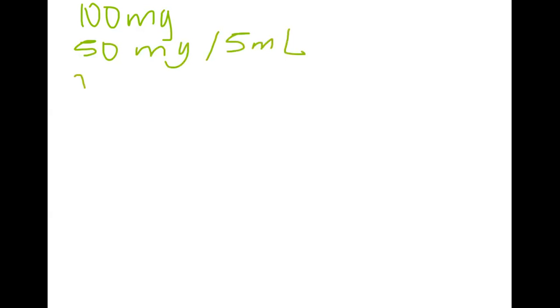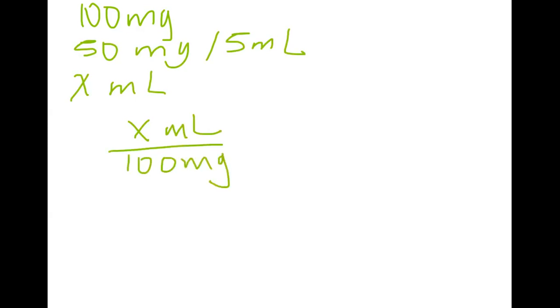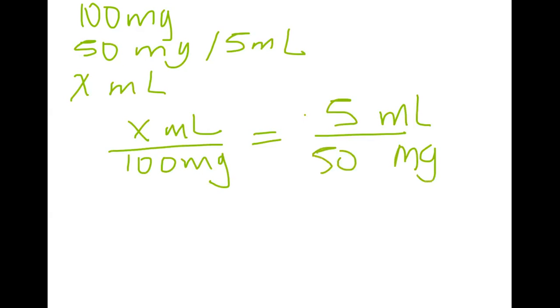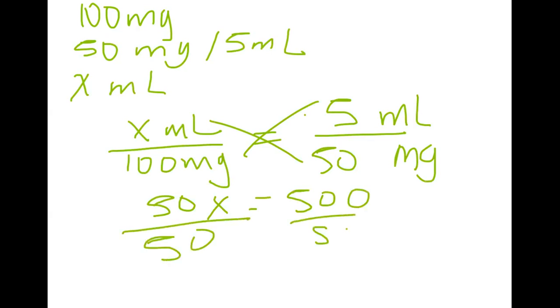So our X value is mLs, okay? So X mLs over 100 milligrams, which is what the doctor ordered, is equal to, so mLs goes on top and milligrams will go on the denominator. So 5 mLs over 50 milligrams. So again, cross multiply, 50x is equal to 500 divided by 50. X is equal to 10 milliliters.